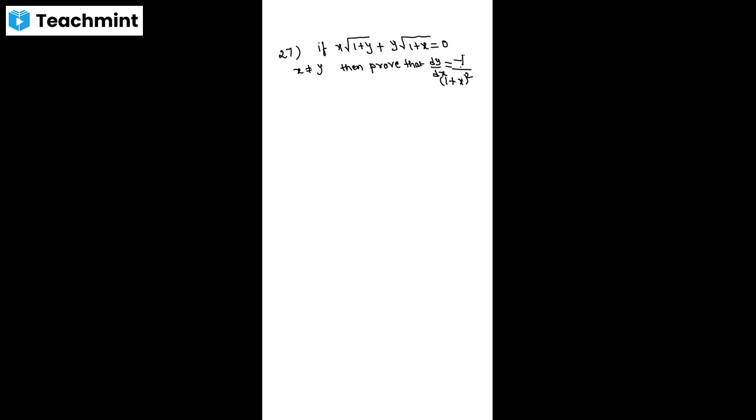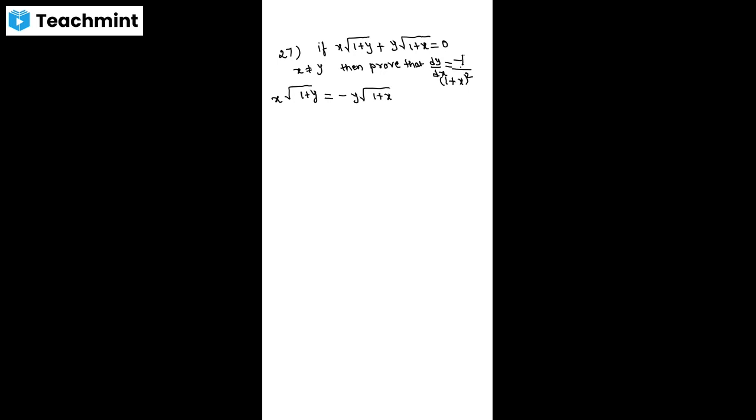So we have to prove that is dy by dx. So here we have to simplify first. We have to convert the given function purely as a function of y, so we have to express y as a function of x. Let us take x into root 1 plus y is equal to, the plus on that side becomes minus, y into root 1 plus x.